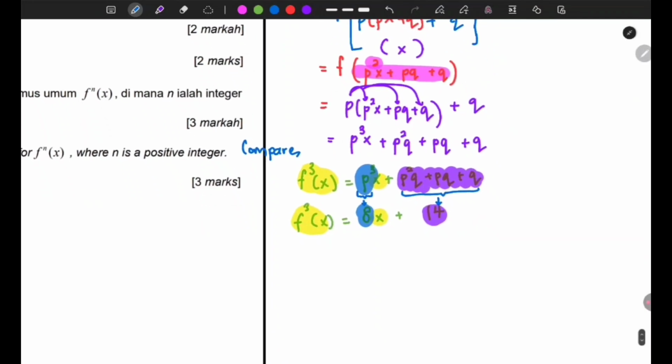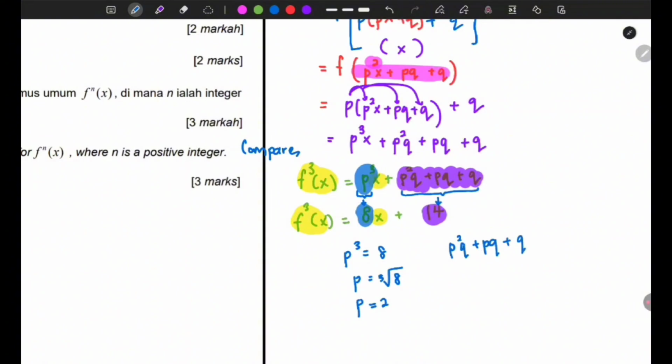This thing equals 8. So I can say p cubed equals 8, so the cube root is 2. There you go. And my p squared q plus pq plus q is 14. The entire thing equals 14. And my p should be equal to 2, as you already found.